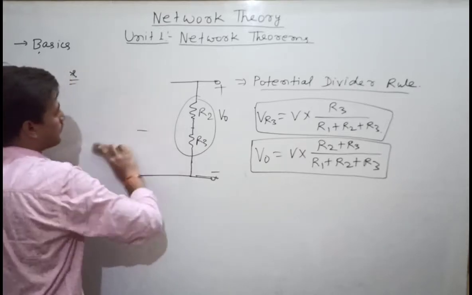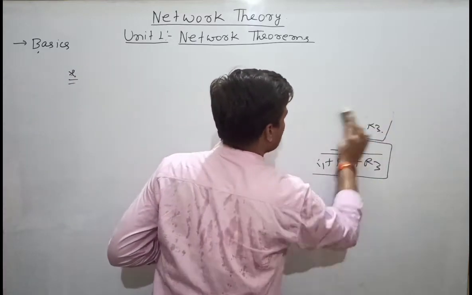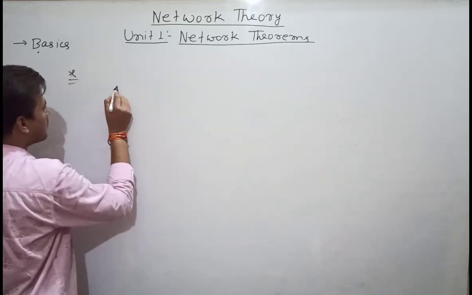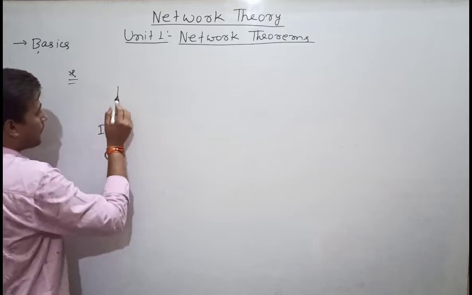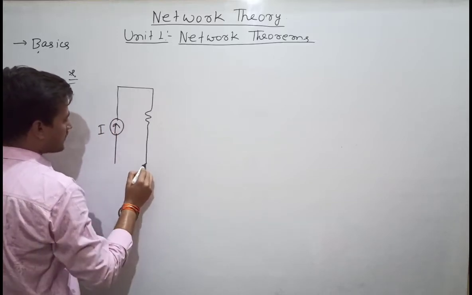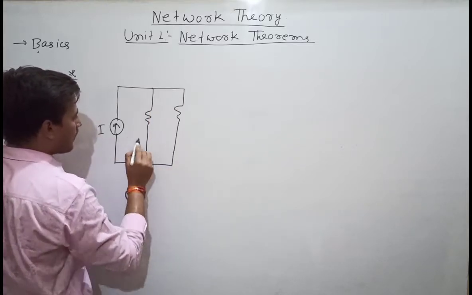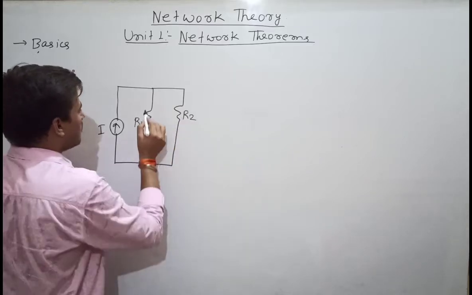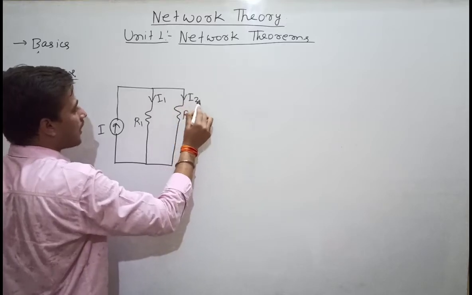Next we are having a current source. So let us take a current source I. Now suppose two branches are connected in parallel. Its resistance is R1, its resistance is R2. Suppose the current flowing through R1 is I1 and the current flowing through R2 is I2.